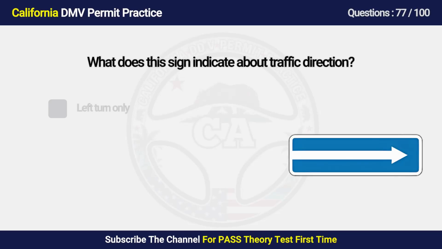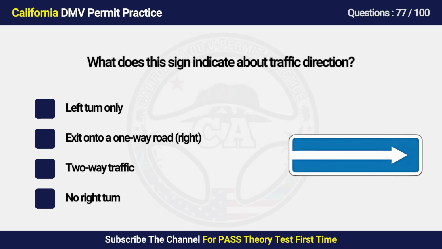Question 77. What does this sign indicate about traffic direction? A. Left turn only. B. Exit onto a one-way road right. C. Two-way traffic. D. No right turn.